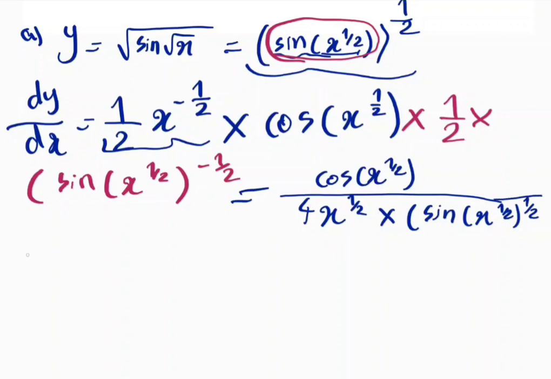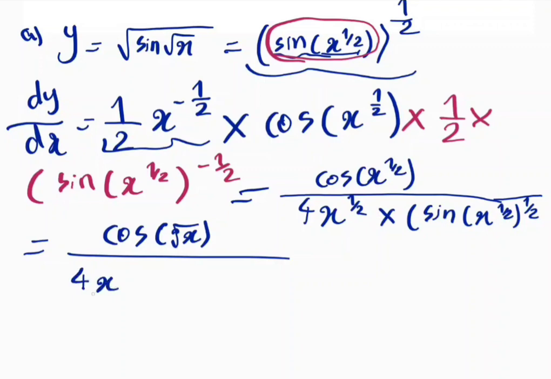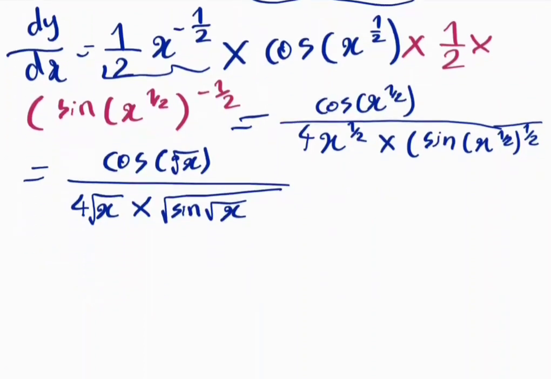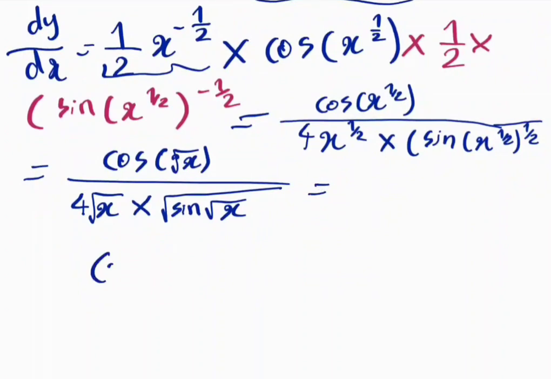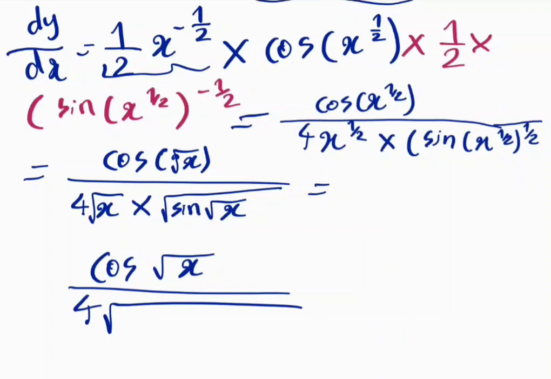Now we can simplify this again, or write this in a form that makes more sense. So we can write this as cos of the square root of x over 4 root x times root sine root x, and as the final form we can write this as cos root x over 4. So root x times root sine root x is root x sine root x, and that's it.